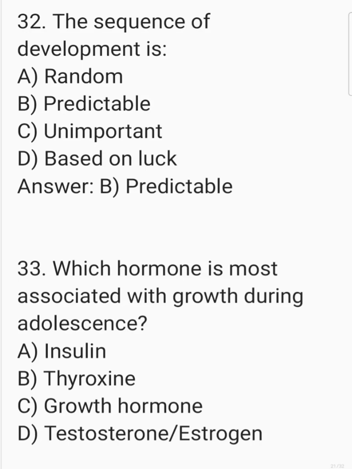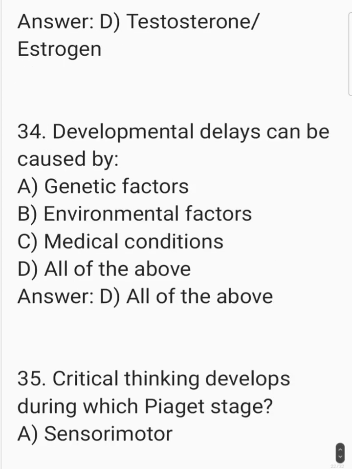33. Which hormone is most associated with growth during adolescence? A. Insulin, B. Thyroxine, C. Growth hormone, D. Testosterone and estrogen. Answer: D. Testosterone and estrogen.